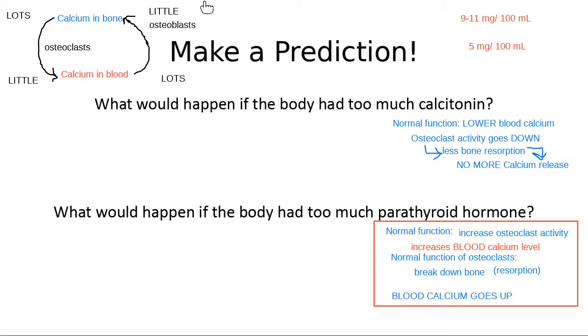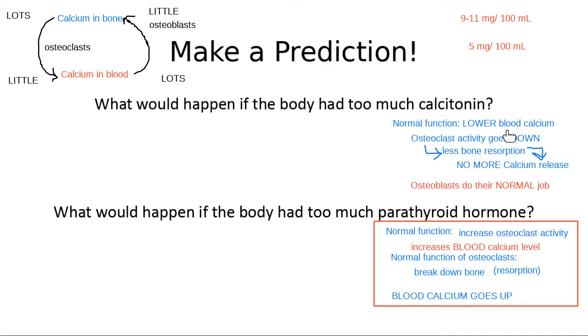So calcitonin only has an impact on osteoclasts, makes them slow down. Meanwhile, those osteoblasts just keep going. So osteoblasts do their normal job. Their normal job is to build bone tissue. If I keep building and building and building, that's going to take that blood calcium, where there's a lot of it, and put it into the bone tissue. That's going to cause my blood calcium to go down. It gets lower.